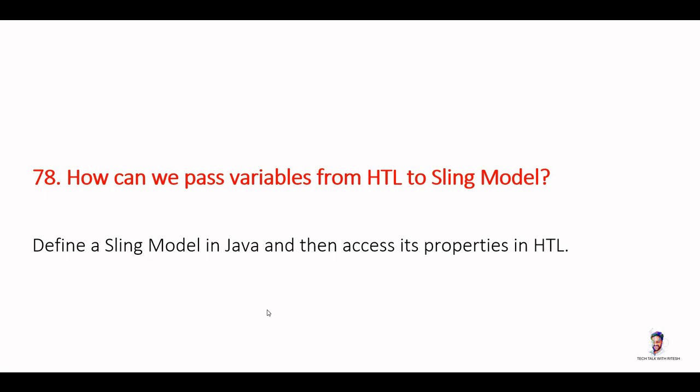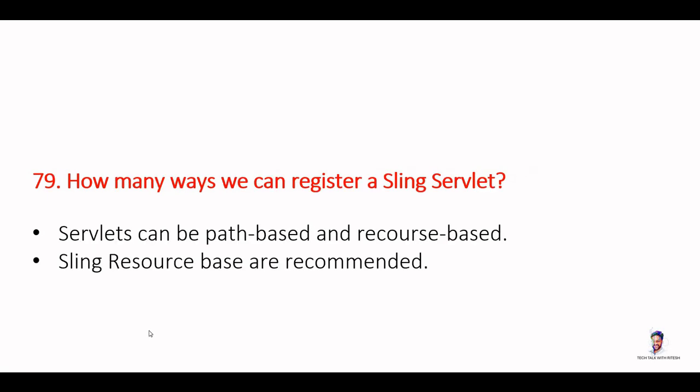Okay, next question: how can we pass variables from HTL to a Sling model? So define a Sling model in Java and then access it. We have already seen it, the value map. If it is a resource type adaptable you have used in the Sling model, just use the resolver, just use the value map to get the properties, right?